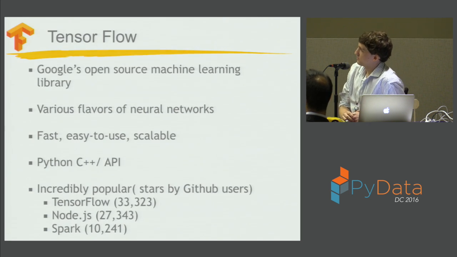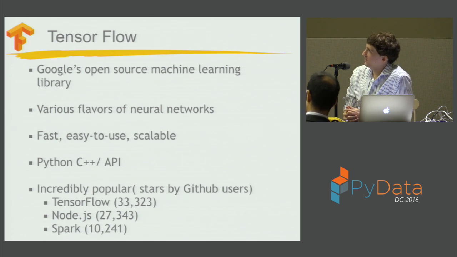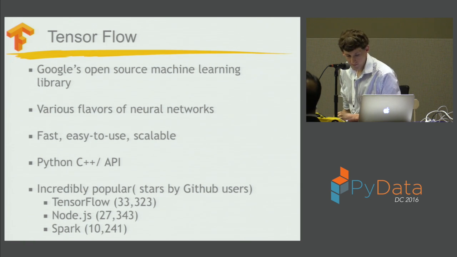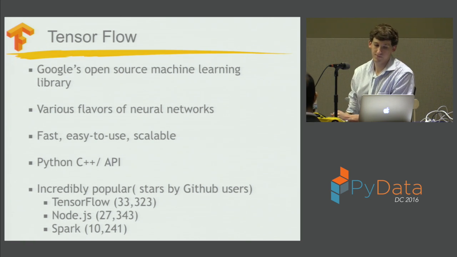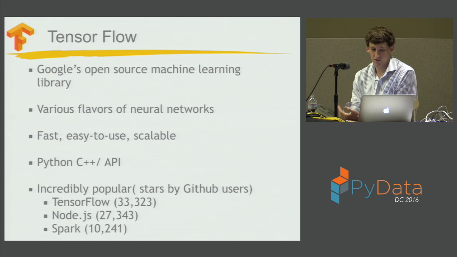All right, TensorFlow. So the most challenging machine learning Python library out there, I think. It's Google's open source machine learning library. I think it came out in November of last year. It's used primarily for training various flavors of neural networks. I think you can also train linear models with it, but I don't believe at this time that you can use it for gradient boosting or random forests or other kinds of bread and butter algorithms.